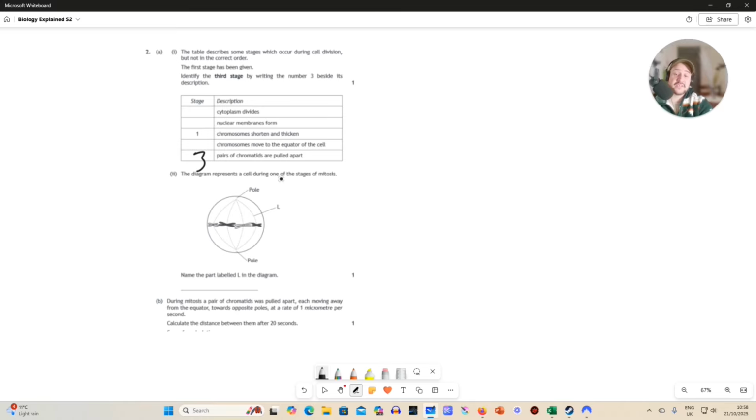Next, the diagram represents a cell during one of the stages of mitosis. Name the part labelled L in the diagram. Okay, so this is the dotted line, it's growing from the pole here. This has to be the spindle fibre. Okay, nice and simple.